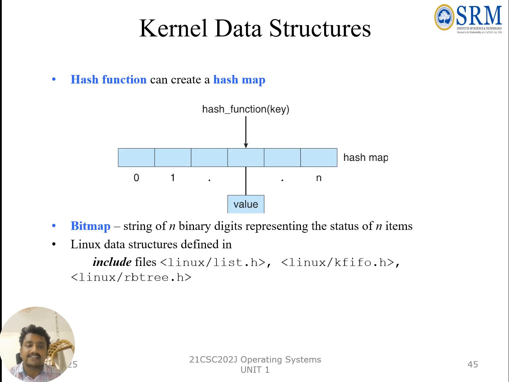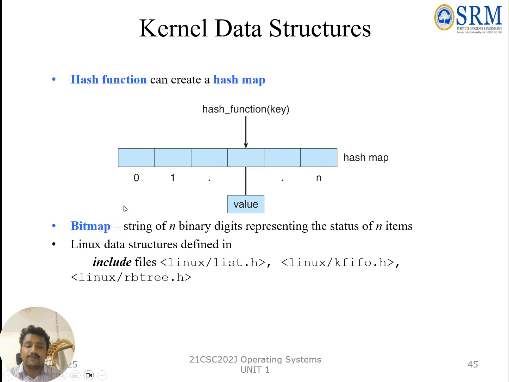Now we have a hashing function that will create a hash map. We will be having particular data held with addresses 0, 1 to n. The value held in a particular address, for example 3, has a hash function with a particular key integrated with the particular value, where the hash map will be created for this hash function, which will hold the particular data.